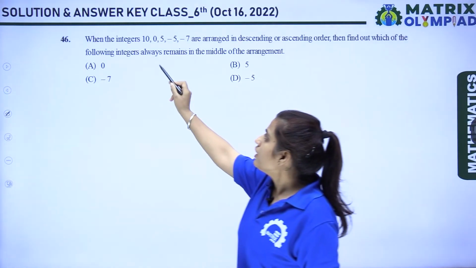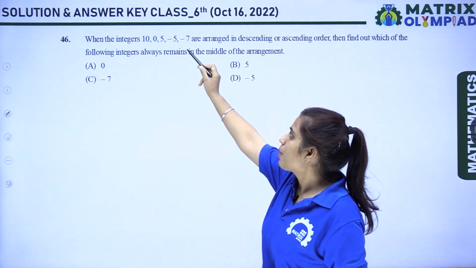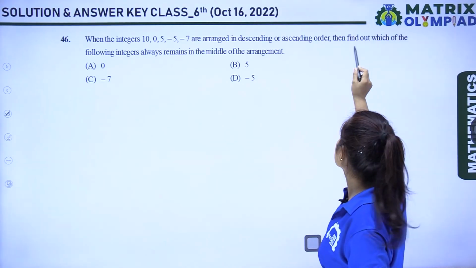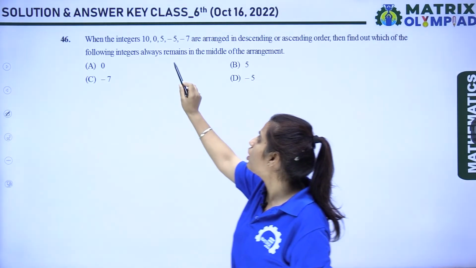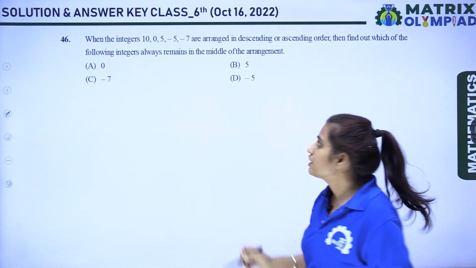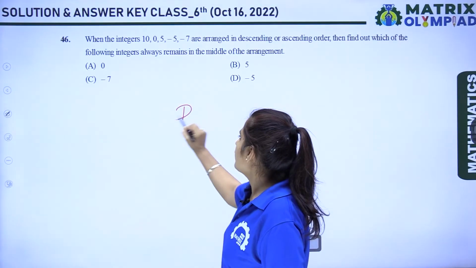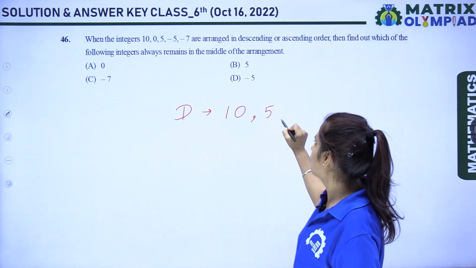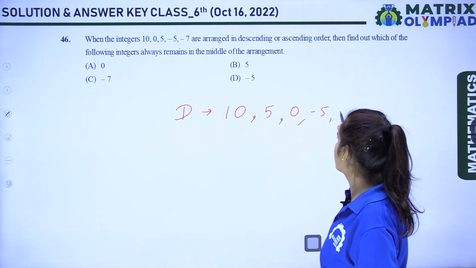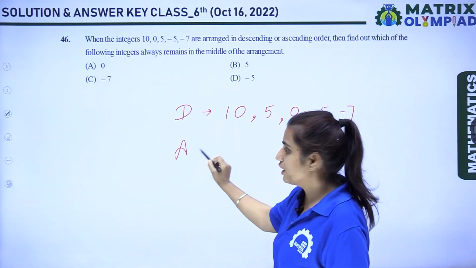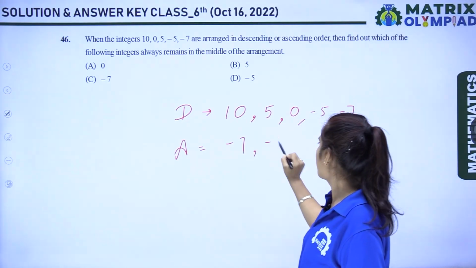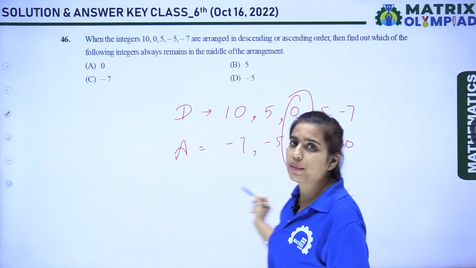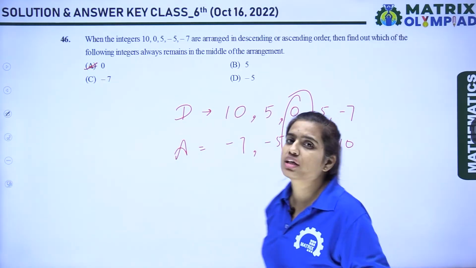Next is, when the integers 10, 0, 5, -5, -7 are arranged in descending or ascending order, then find out which of the following integers always remains in the middle of the arrangement. Let's arrange the terms first. First of all, let's take descending order. So, descending order will be 10, 5, 0, -5, -7. Now for the ascending order, we can say that -7, -5, 0, 5 and 10. Here 0 is in the middle. So we can say that option A is the correct answer.